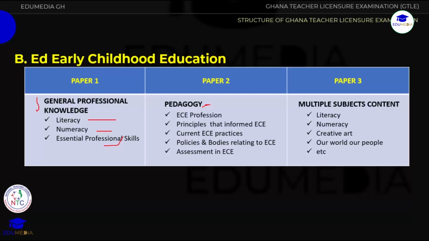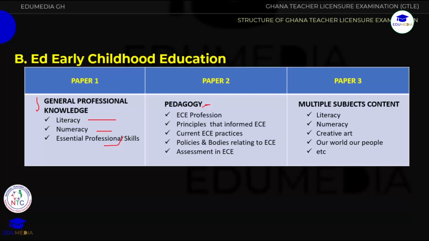Then you look at the current practices as it is, and then you go ahead to look at the policies and bodies that relate to early childhood. So the bodies such as the Ghana Education Service, the NACA, NTC, the NASIA, these are all bodies that regulate the early childhood education in Ghana.